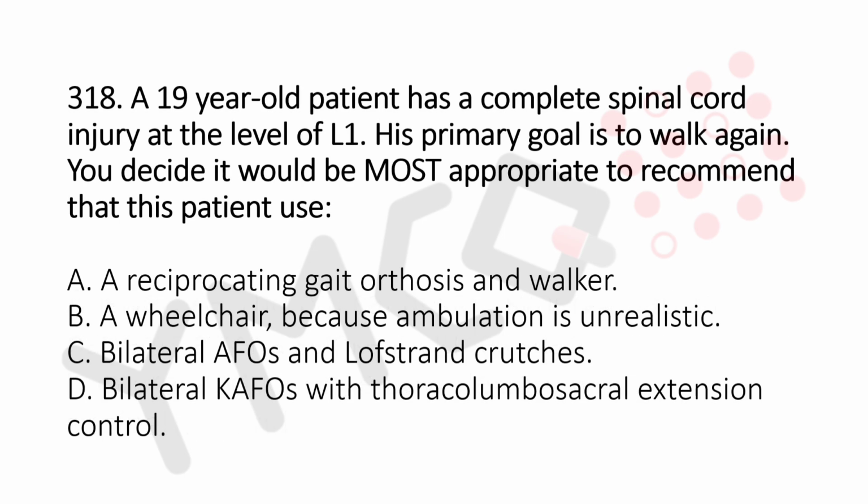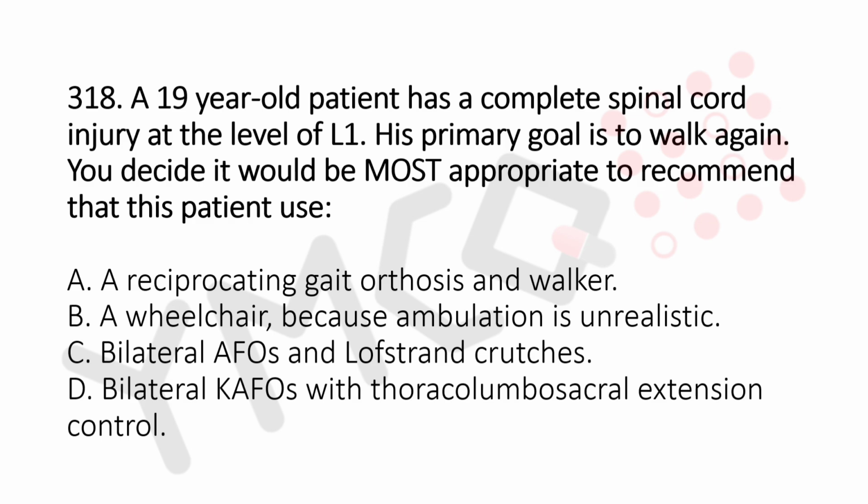A 19-year-old patient has a complete spinal cord injury at the level of L1. His primary goal is to walk again. You decide it would be most appropriate to recommend that this patient use Option A, reciprocating gait orthosis and walker. Option B, a wheelchair, because ambulation is unrealistic. Option C, bilateral AFOs and Lofstrand crutches. Option D, bilateral KAFOs with thoracolumbosacral extension control.